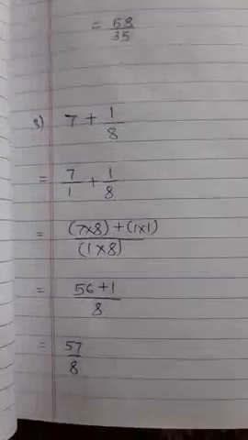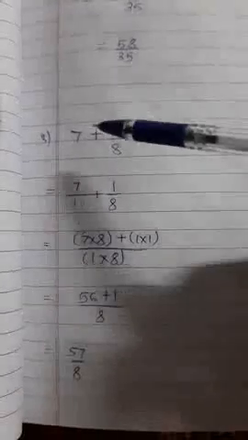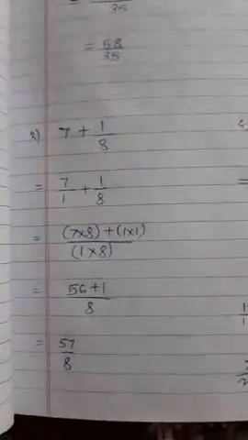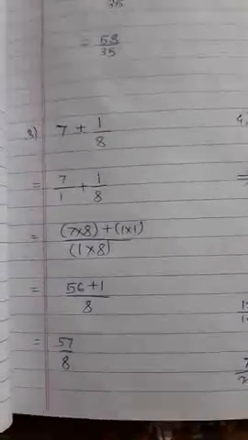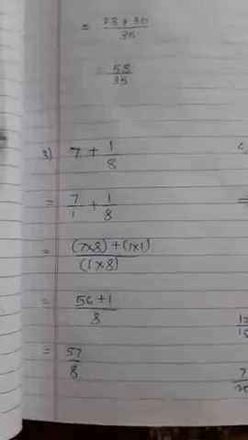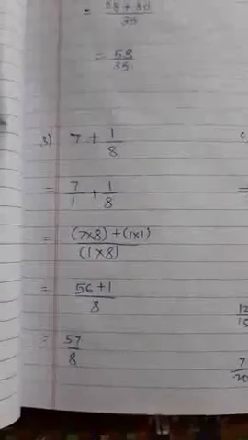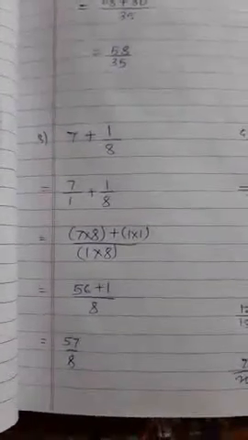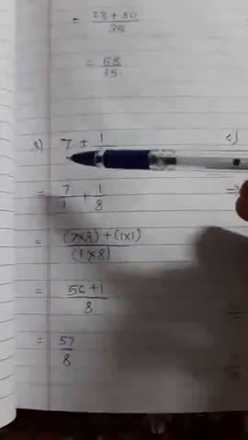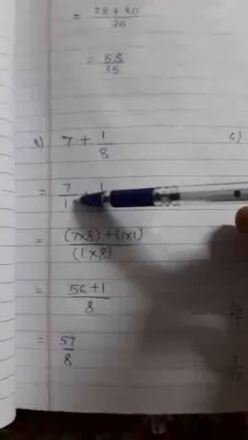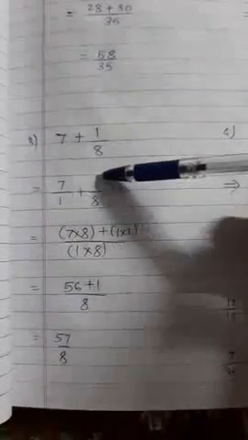Next example is 7 plus 1 upon 8. I told you, for every number, if anything is not present in denominator, there must always be 1. But we are not writing 1, we are simply writing the number. So here is 7, which means in the denominator of this number 1 is present. So we can write this 7 as 7 divided by 1 plus 1 upon 8.